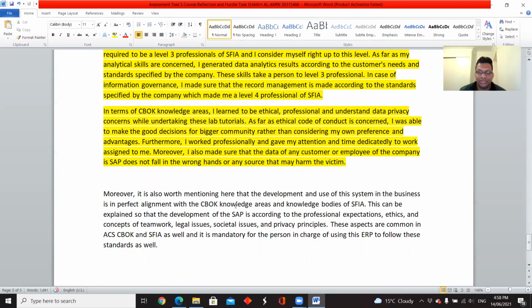Moreover, it is also worth mentioning here the development and use of systems in business. It aligns with the ACS code of ethics, the knowledge bodies of SFIA. This can be explained so that the development of SFIA is according to professional experience, ethics, concepts of teamwork, legal issues, societal ethical issues, and privacy principles. These aspects are common in the ACS book and SFIA as well, and it is mandatory for the person in charge of using the ERP to follow this standard as well.